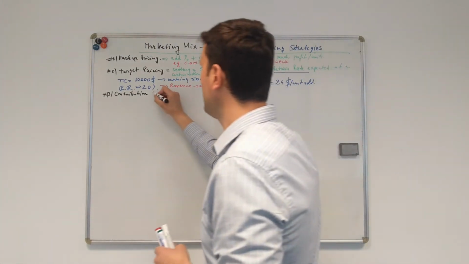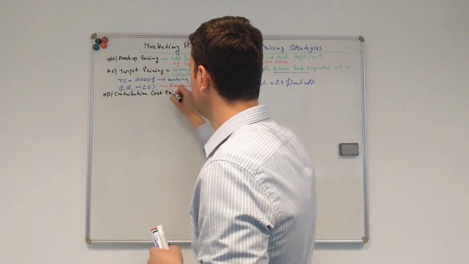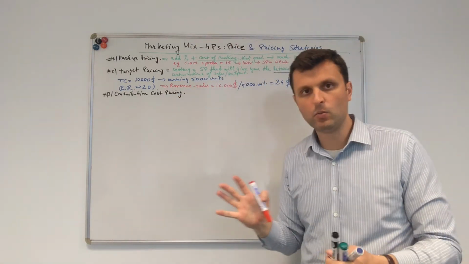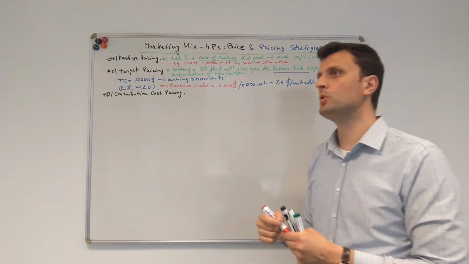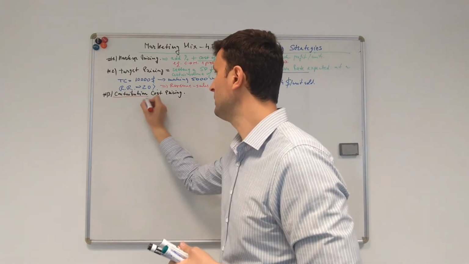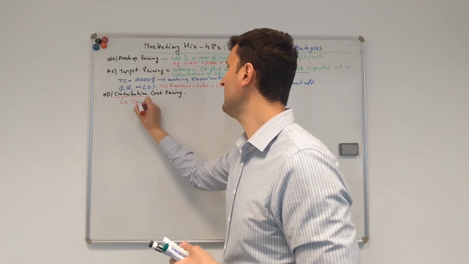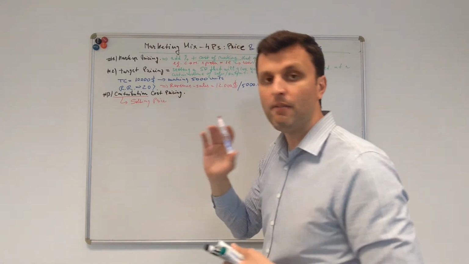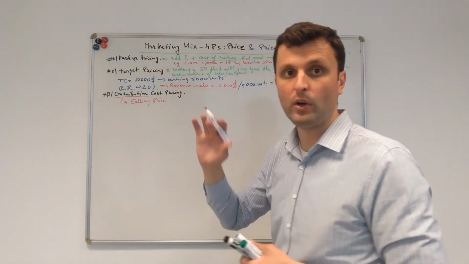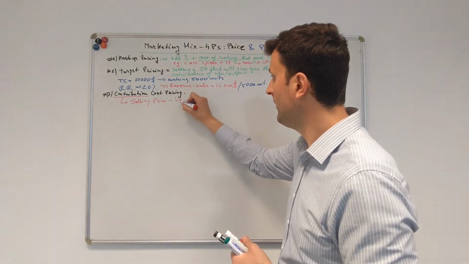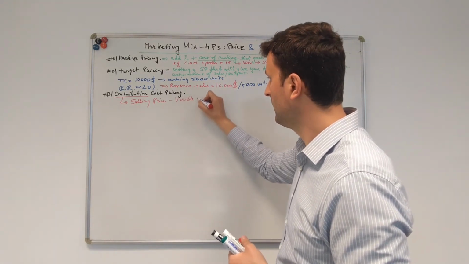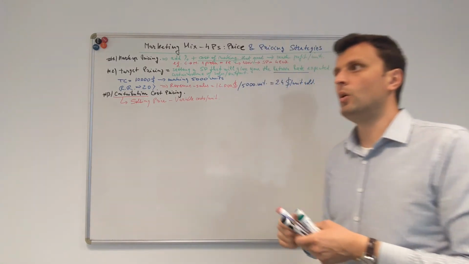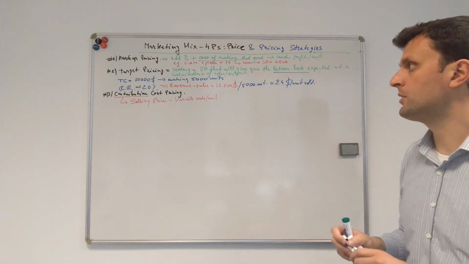Okay? Now, the third one is called contribution cost pricing. Okay? Now, for those of you who are not familiar with what contribution means, contribution is very simple to understand: it is the selling price minus the variable costs per unit.